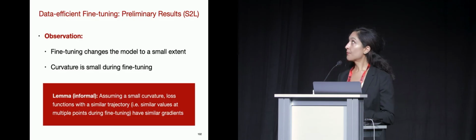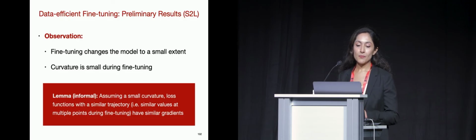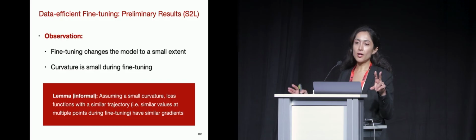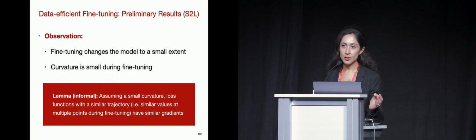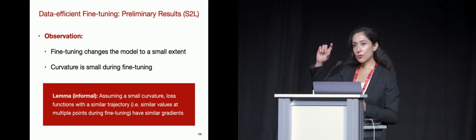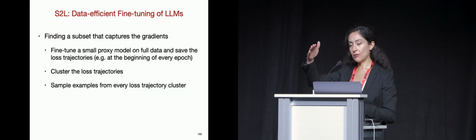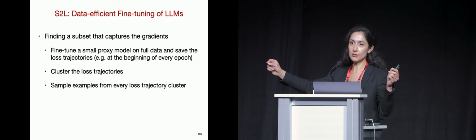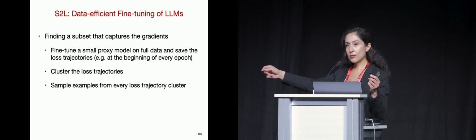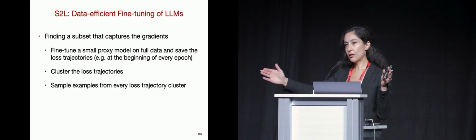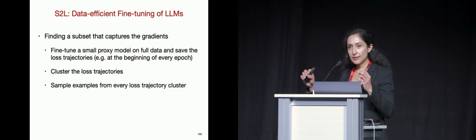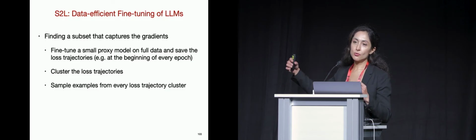What we can show, and this is again preliminary, is the following. Assume two examples, and we are looking at the loss of these two examples during fine-tuning. Fine-tuning is usually a few epochs, not very long. Let's put together all these loss values to get loss trajectories. If two examples have similar loss trajectories during fine-tuning, and this trajectory is not long because fine-tuning is short, then we can show that these two examples have very similar gradients during fine-tuning as well.